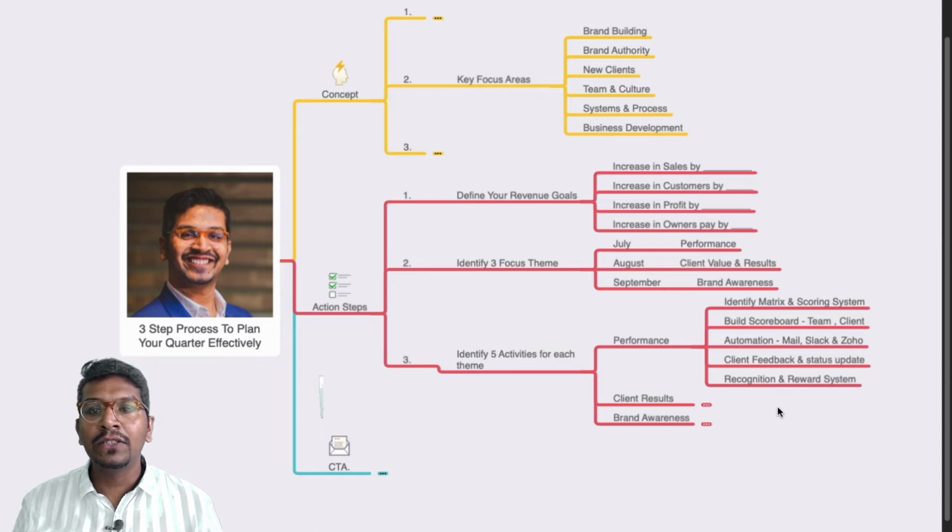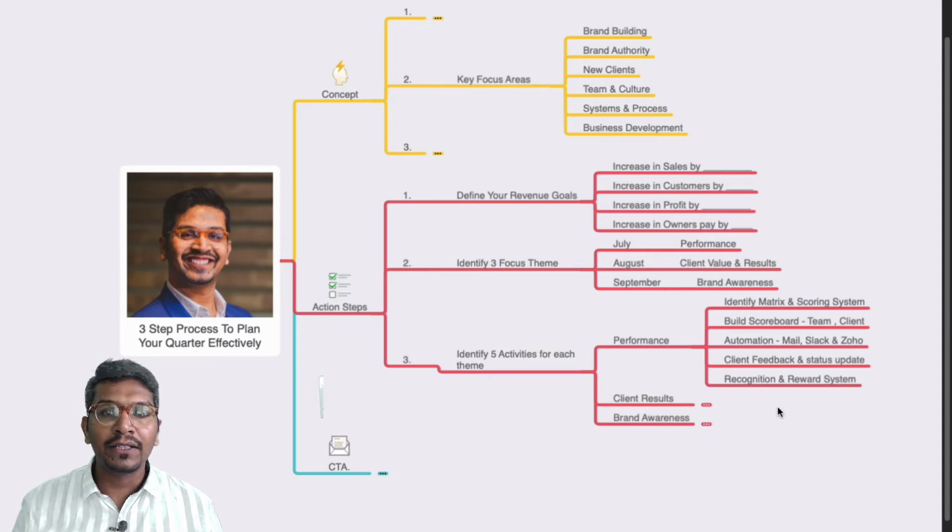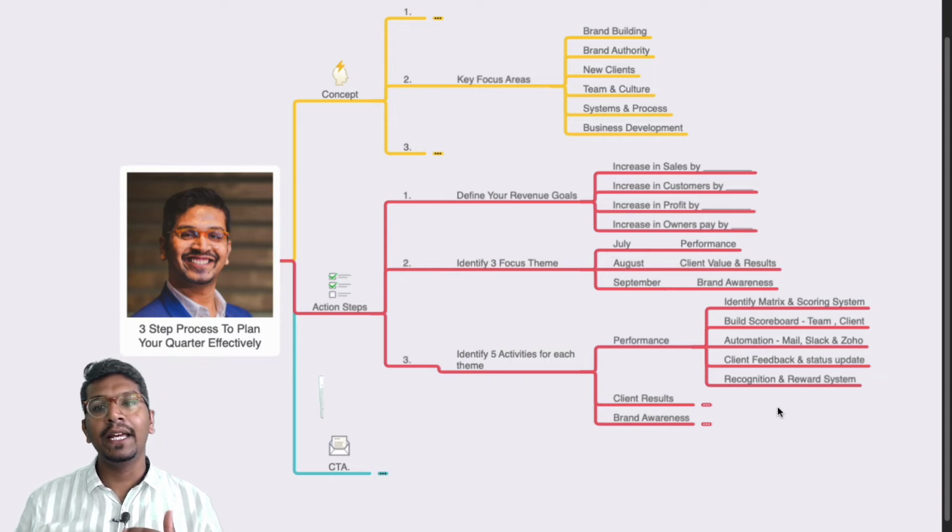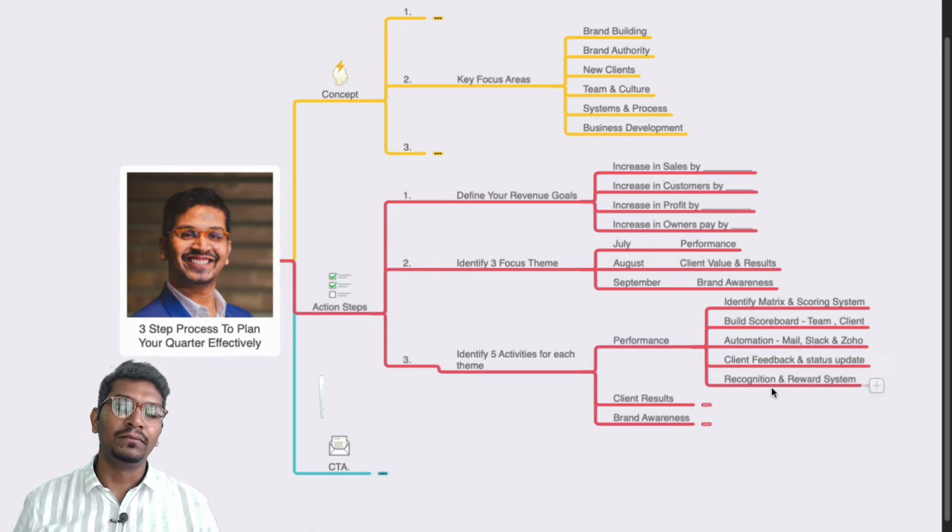Third thing that I want to look at is automations. I want to automate my communication channels, which are mail, my Slack channel and Zoho, the accounting system that we're using for our clients. Fourthly, we'll be setting up systems for client feedback and status updates, so that we create more transparency with our clients and get up-to-date information on the areas that we need to work upon. And then setting up a recognition and reward system for our internal team members. So these would be our focus activities for the given month, which is July.